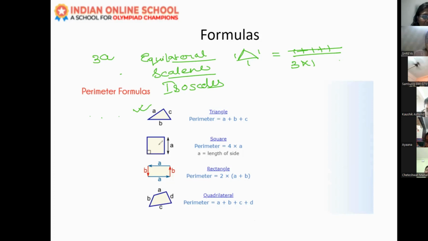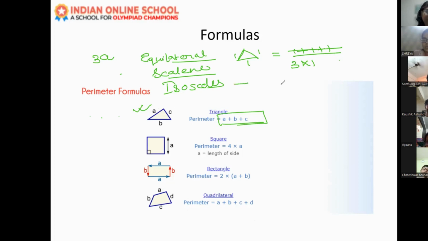Okay, so as I said, this is a scalene triangle. A scalene triangle has three sides, all different. So what is the formula? No formula. Since all sides are different, we are bound to add up all the sides: a plus b plus c. That is the only thing you can do. You are helpless. You cannot do anything.